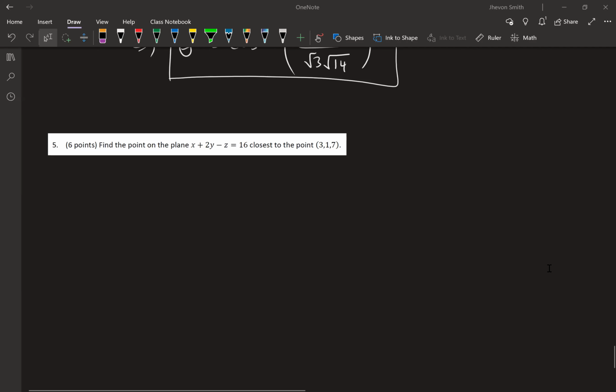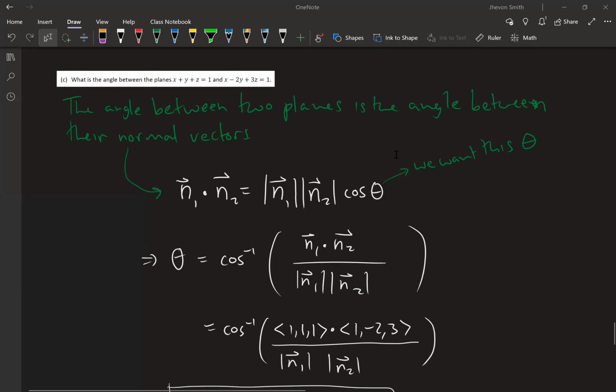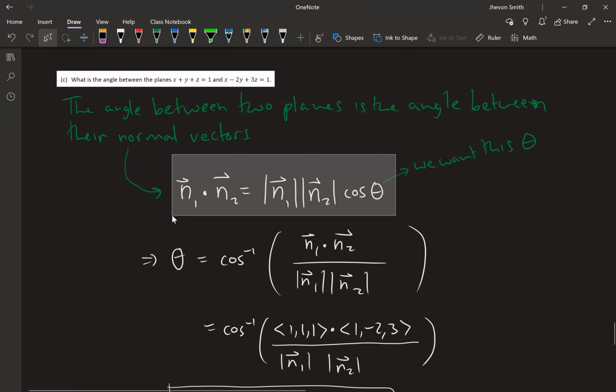The n1, n2 cosine theta, that has nothing to do with a cross product. That has to do with the angle between two vectors. This is an equation that talks about the angle between two vectors. We covered it in the dot product section, not the cross product section. The dot product of two vectors always obeys this equation.